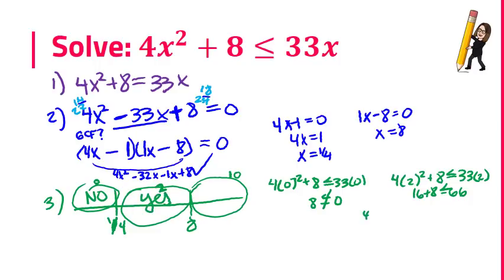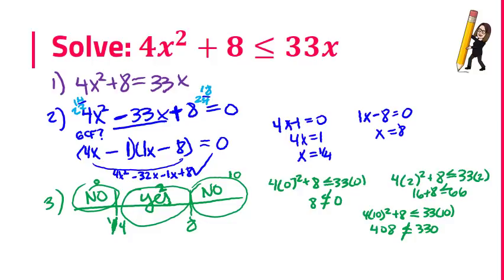And then let's check our 10. So 10 squared plus 8 less than 33 times 10. So I've got 100 times 4, 408. And then I've got 330. And that's not true. So it follows my pattern. I feel good about that answer.